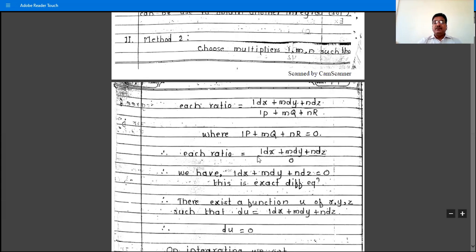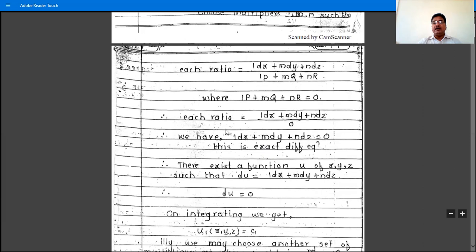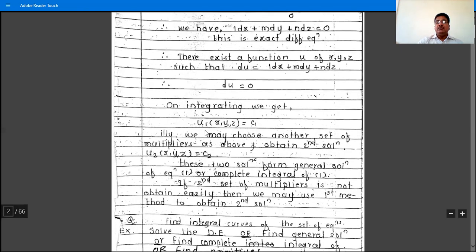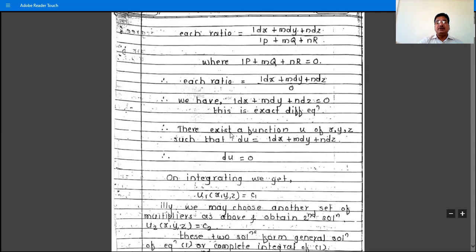If this happens, then each ratio is equal to L dx plus M dy plus N dz divided by 0. Therefore, we have L dx plus M dy plus N dz equal to 0. This is an exact differential equation. Therefore, there exists a function u(x, y, z) such that du is equal to L dx plus M dy plus N dz, and then du is equal to 0. After integrating, we have u1(x, y, z) equal to c1. That is, we have one solution, or one integral, of the given differential equation number one.